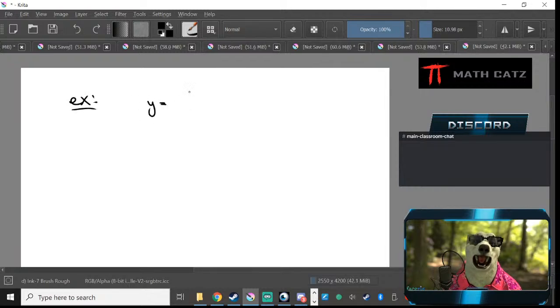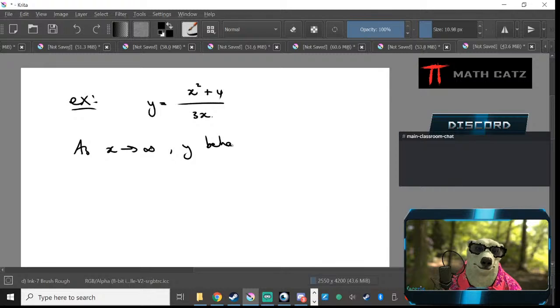Let's just flip it around: x squared plus 4 over 3x. Long term, so let's take x going to infinity. It doesn't even matter which one. y is going to behave like the ratio of leading terms, x squared over 3x, which I then simplify to 1/3 x.